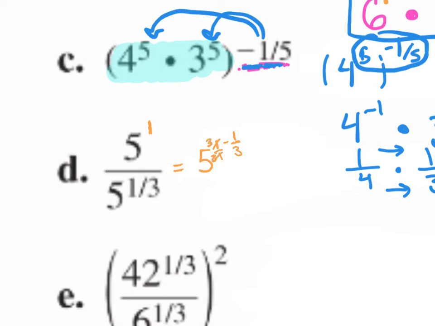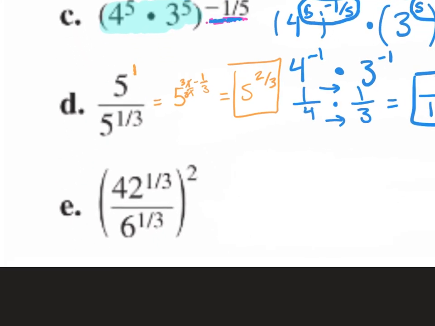All right, let's look at E. So what should we do first here? Distribute the 2. So we got to distribute it to the top and to the bottom. So you have 42. What's 2 times 1/3? 2/3 over 6. What's 2 times 1/3? 2/3.